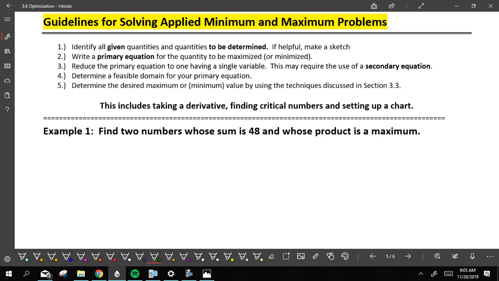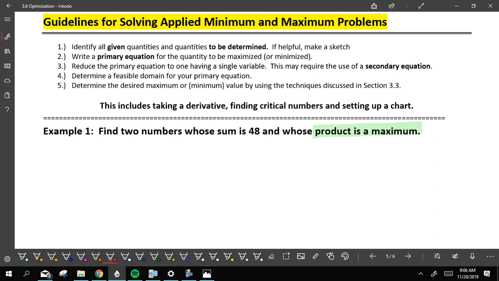Example 1 says find two numbers whose sum is 48 and whose product is a maximum. So we look at this problem. I can tell it's an optimization problem because we're trying to find the maximum or minimum of something. When you look at this, what are we trying to find the maximum or minimum of? Product is a maximum. We are trying to maximize product. And so our product equation is what we're trying to maximize, of two numbers. They didn't tell us what the numbers were. The numbers are a mystery.